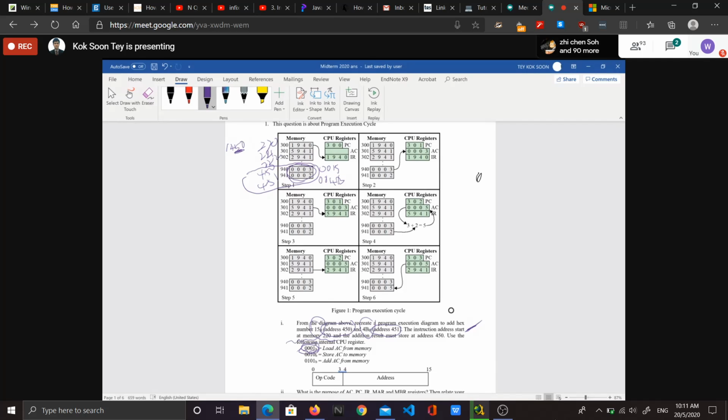After you bring it into your AC, what is the next thing you need to do? You want to add the number 4B. So it should be 5451. You are doing the add operation. The first thing you bring 15 into AC. The next thing, you are adding 4B to AC.